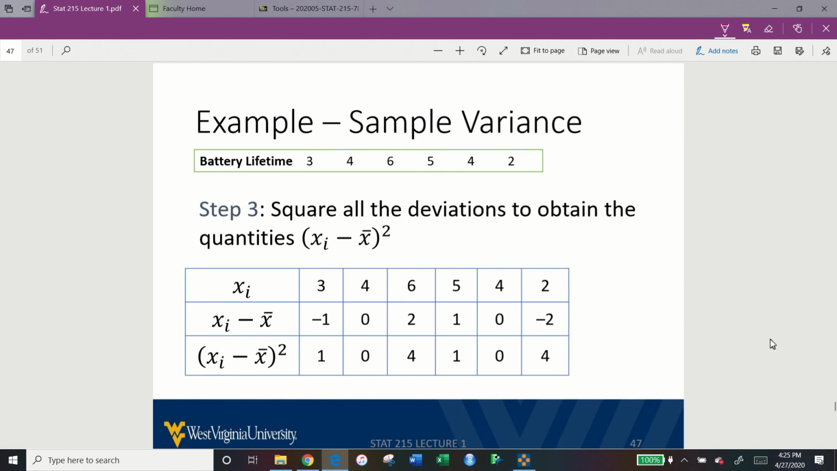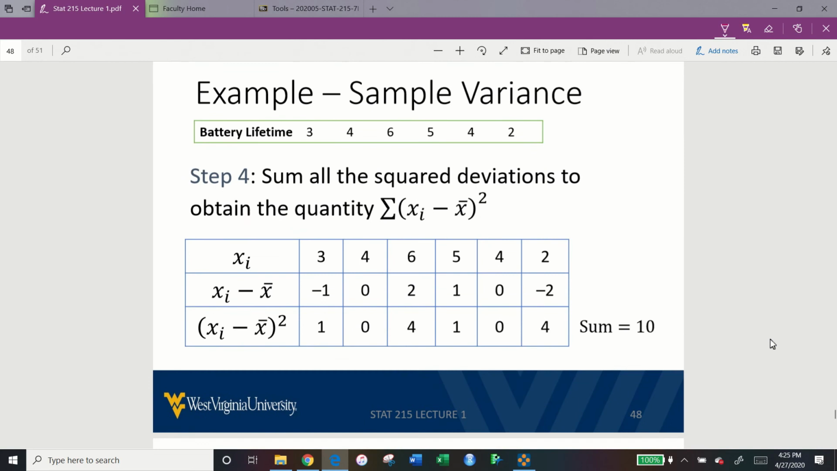Now, for step 3, we're going to square all the deviations to obtain our squared deviations. So, from the previous slide, we have our deviations of negative 1, 0, 2, 1, 0, negative 2. Now we need to just simply square them. So 1, 0, 4, 1, 0, 4. Step 3 is probably one of the easier steps.